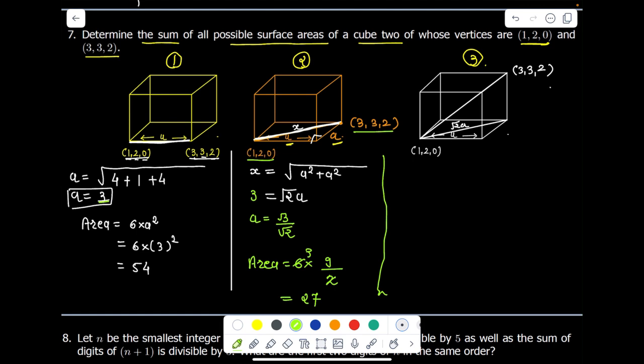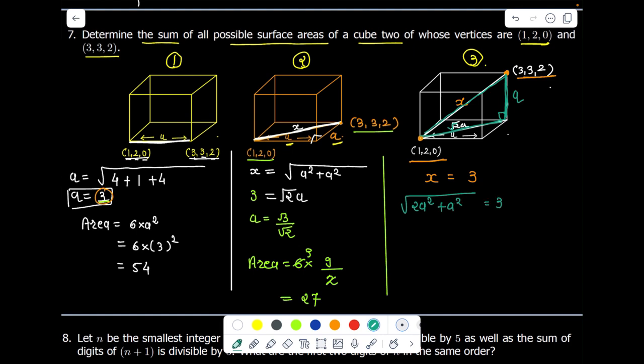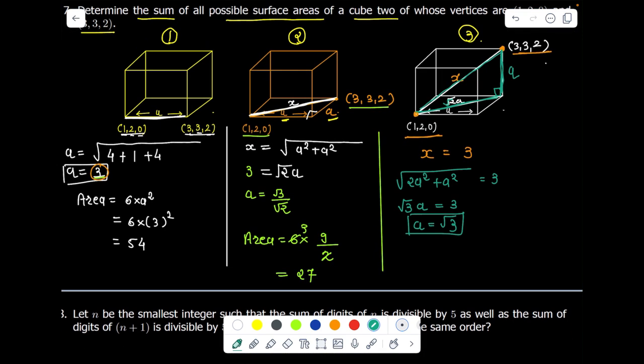Let us discuss the third case. In the third case, vertices are placed like this. Again, the distance between two points is, let's say, x. And x we already found out in the first case, which is 3. Now, if you think of this triangle in which this length is a side length, we already found out in the second case that the diagonal length is root 2 times a and this length is x. So, using Pythagoras here, we will get root of 2a square plus a square is equal to 3. So the answer is root 3 a is equal to 3. So, a is equal to root 3 is the side length for the third case. So, area for this cube is 6 into root 3 square, which is 3. So 6 threes are 18 is my answer.